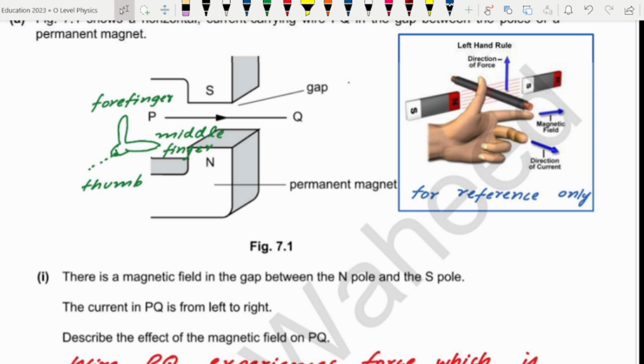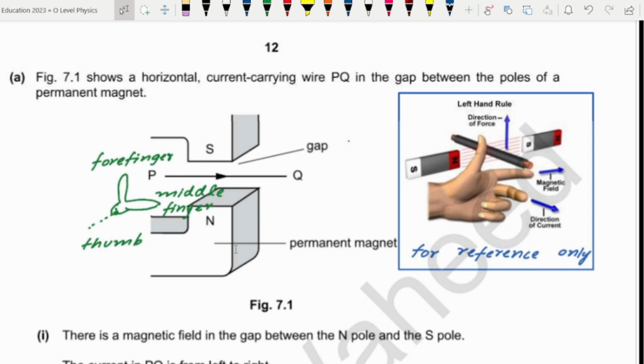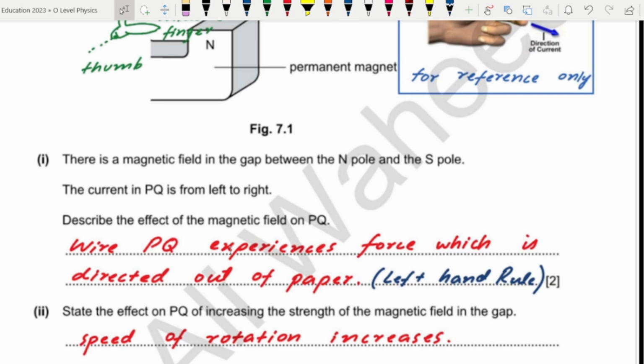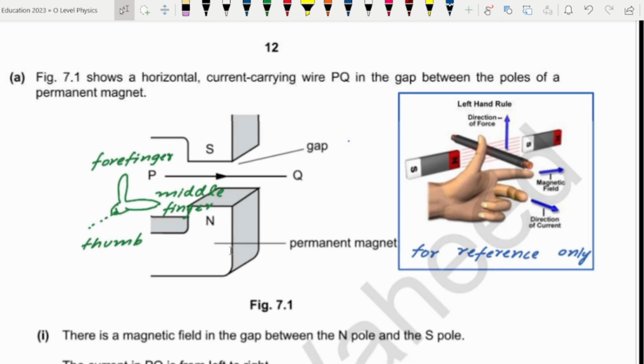Describe the effect of magnetic field on PQ. So whenever you have a conductor which is placed inside a magnetic field and the conductor is carrying the current, a force acts on that conductor. So for 1 mark you write: the force acts on the conductor, or the conductor PQ experiences a force. Then for the 2nd mark, since force is a vector quantity, you need to come up with the direction of force as well. And the direction of force is to be found by Fleming's left hand rule.